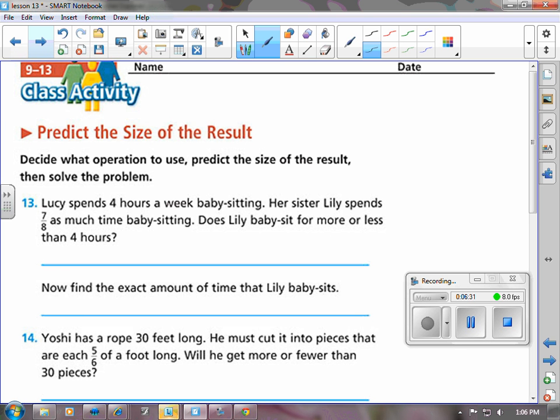Lucy spends 4 hours a week babysitting. Her sister Lily spends 7/8 as much time babysitting. Does Lily babysit for less or more than 4 hours? Well, it's less, and you would multiply.